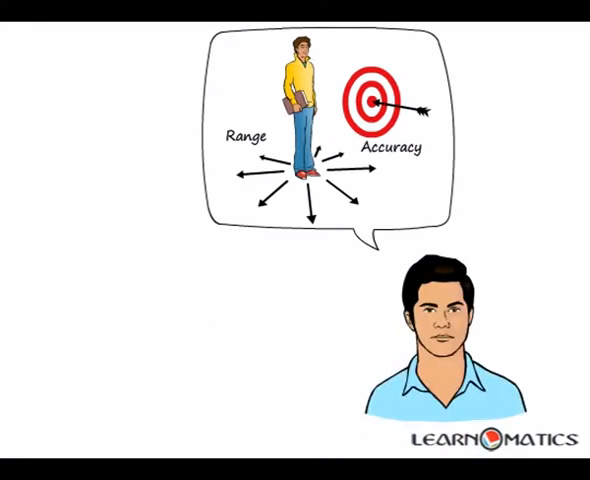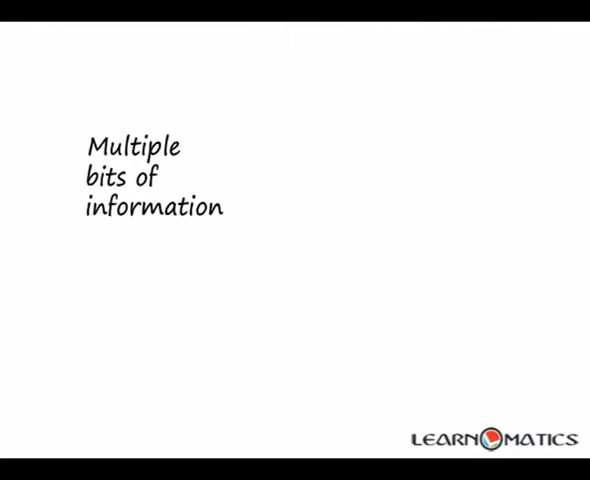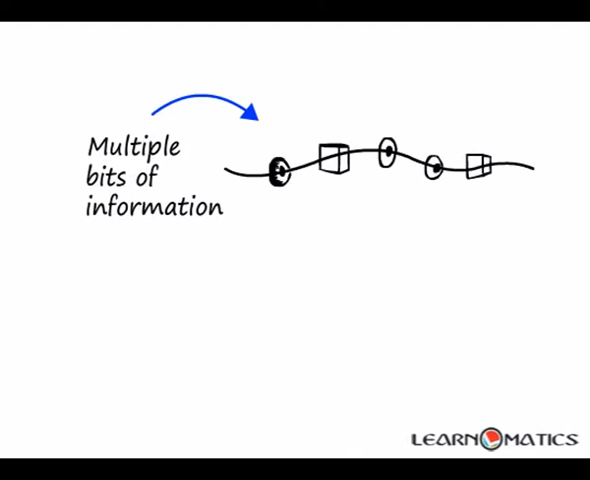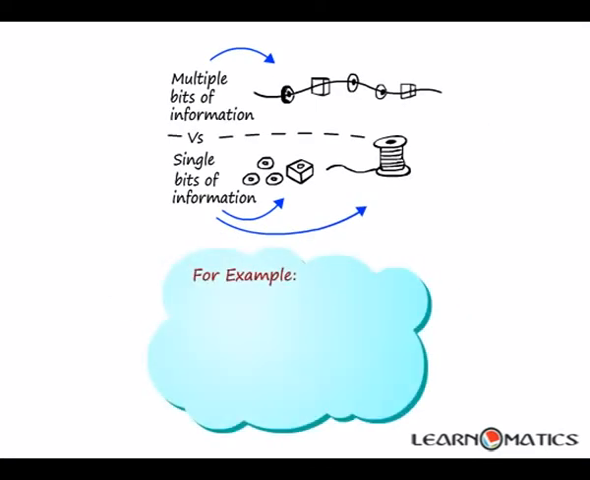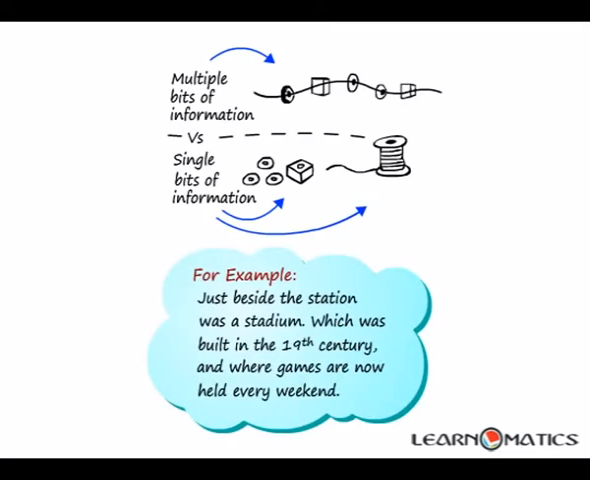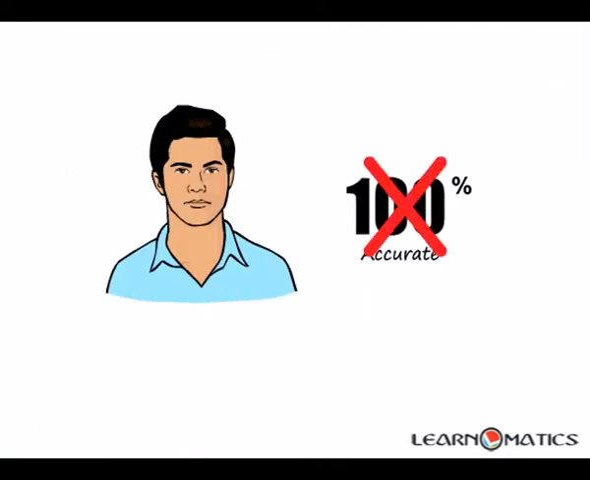The range of grammar includes a variety of complex structures. These are sentences comprising multiple pieces of information, contrary to those that contain a single piece of information. For example, just beside the station was a stadium which was built in the 19th century where games are now held every weekend. Though the candidate does not have to be 100% accurate, control over one's speech is important.